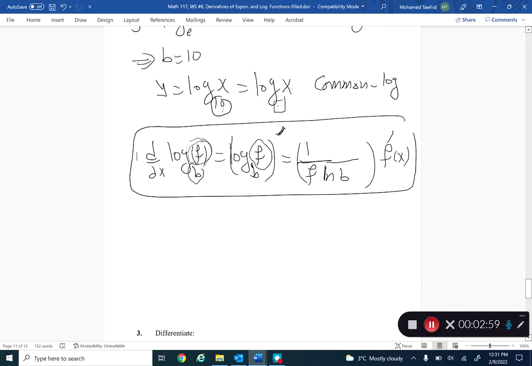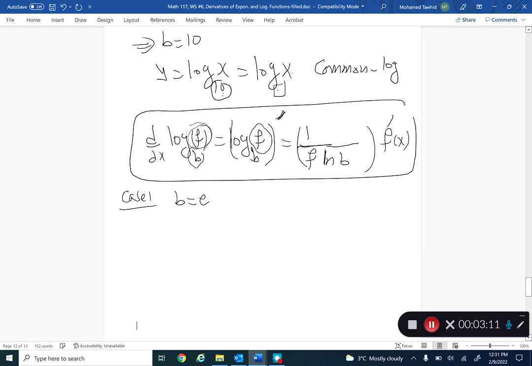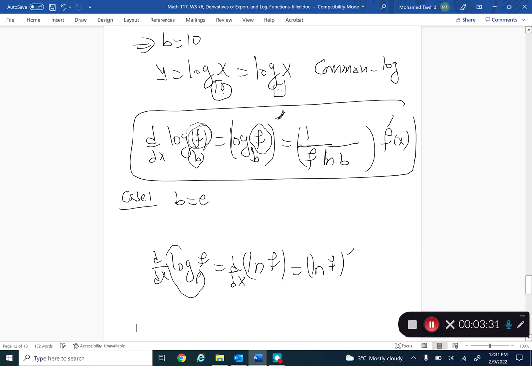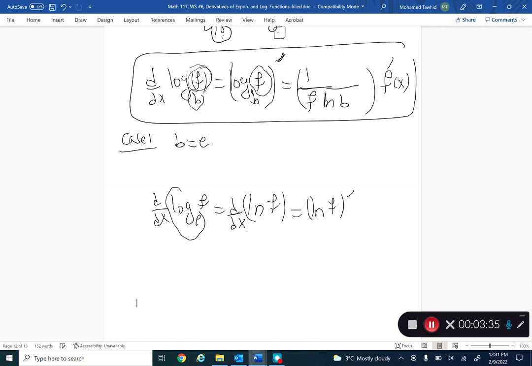And you can take a special case of all of this. For example, special case 1: if b equals e, then what do you have here? The derivative of log base e of f. Log base e is ln, so that is ln f. What is the derivative of ln f? If you apply this rule, here is the formula: 1 over what is inside, so you have 1 over f.